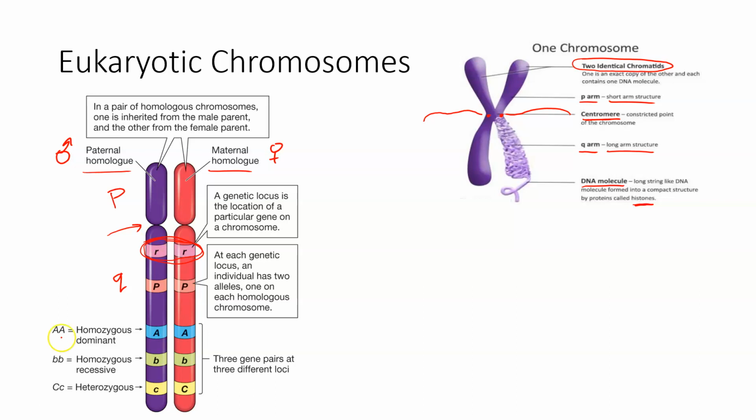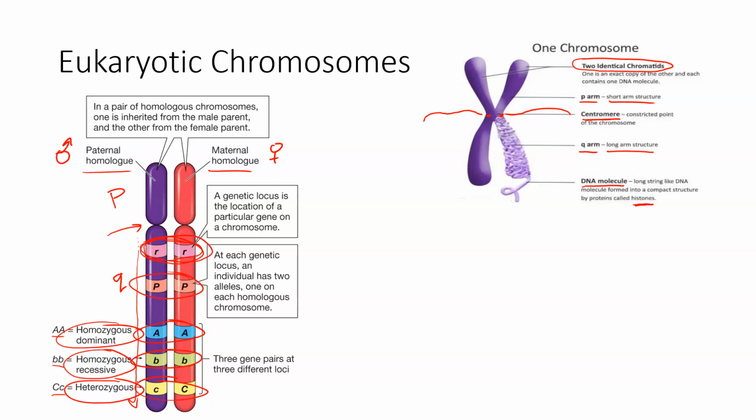You can see these terms down here: if it's two little letters, it's a homozygous recessive application. If it's two big letters, it's a homozygous dominant application. If it is one big and one little, it's a heterozygous application. So these are three different genes at three different gene loci, or gene locations. But you'll notice that as you go down this particular Q arm, there is not only an R gene location, there's a P gene location, A, B, and C.